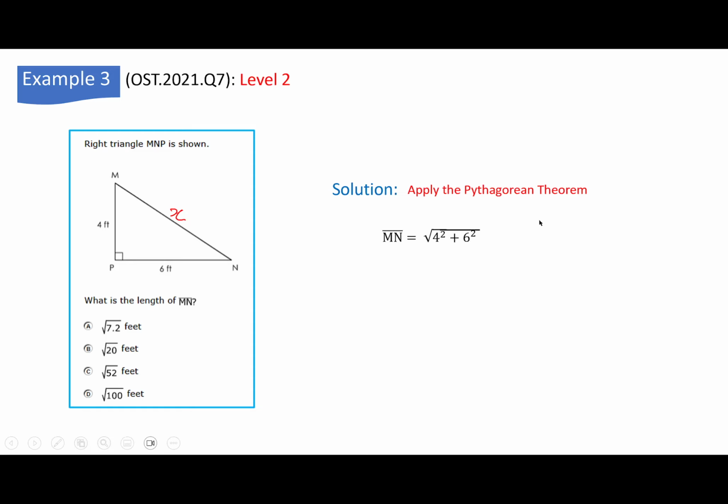MN is the square root of 4 squared plus 6 squared. If you want to start by putting MN squared is equal to 4 squared plus 6 squared, that's fine. Then you take the square root of both sides. You get the square root of 16 plus 36, the square root of 52. It happens to be C in this example. So I hope you got it right.